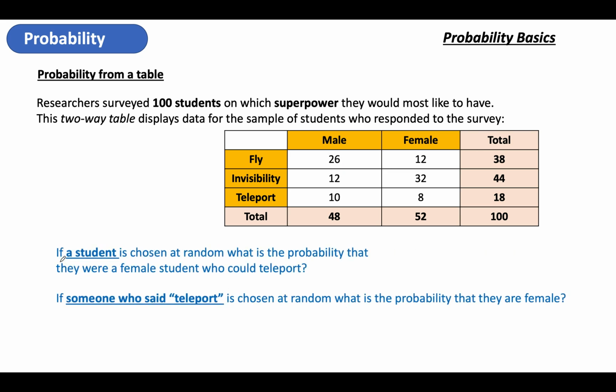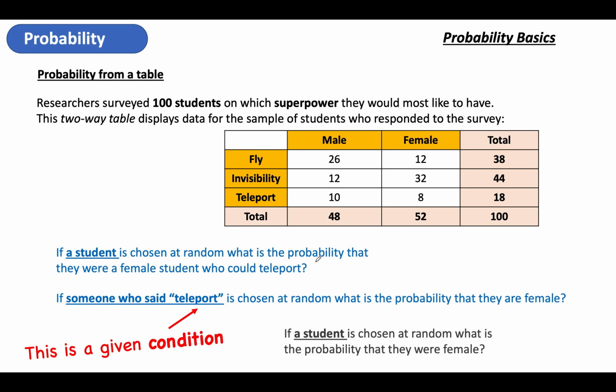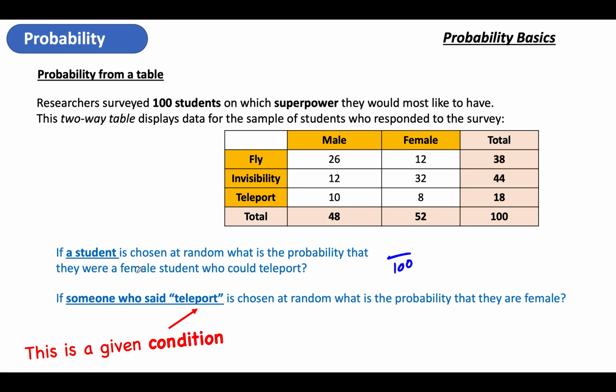So if a student is chosen at random, what's the probability they were a female student who could teleport? And we'll come back to that question. I'll just put it up in a second. What's the probability of the female student who could teleport? Okay, so it's out of all the students, so we know it's out of 100. We've got female, and they would teleport. Females that could teleport is here, isn't it? That's 8. So it's 8 out of 100. There's no condition on this one.